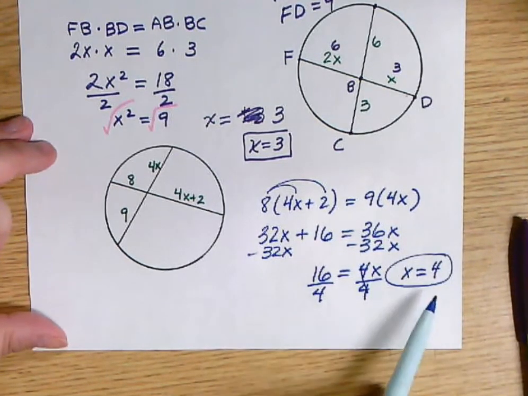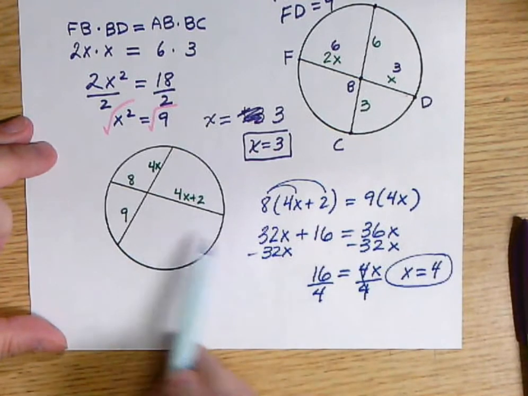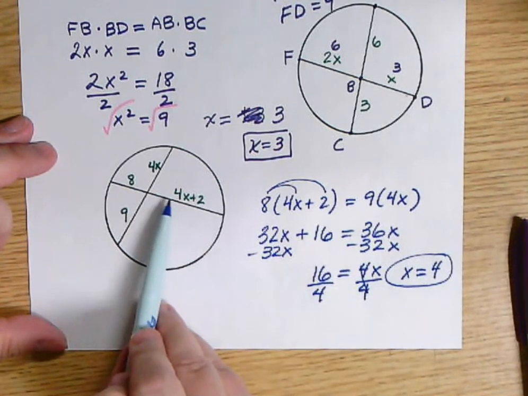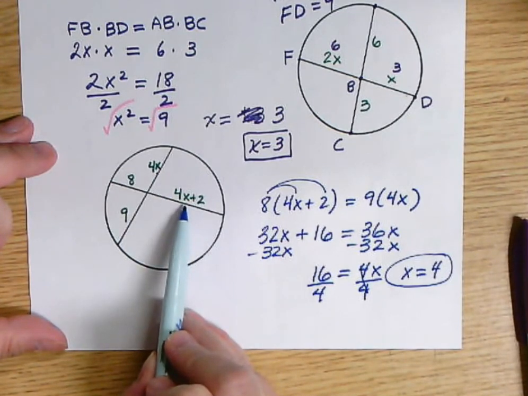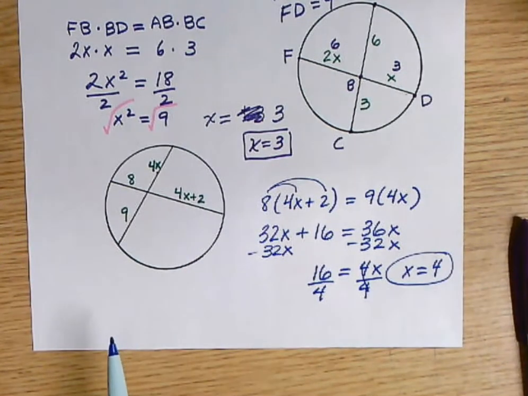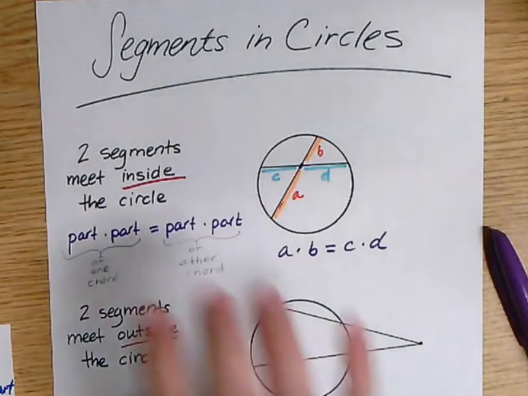And again, I would stop and say, do they need just the value of x, or do they need me to plug in and find out that this would be 4 times 4 is 16, or that this would be 4 times 4 plus 2, which would be 18? What do they want me to tell them? But that's how we do it when the segments meet inside the circle. Okay, so we got this down.